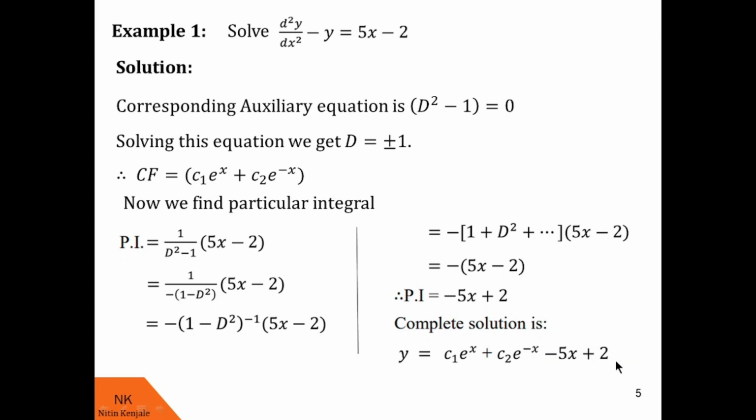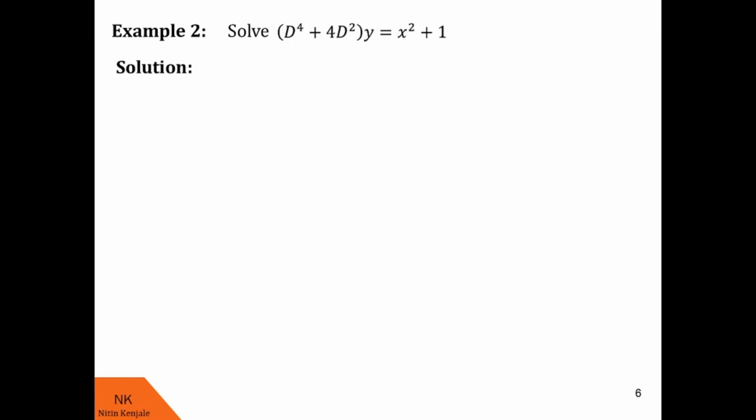Let us see one more example of a similar kind. Once again, the question is to solve the differential equation given by (D raised to 4 plus 4D square)y is equal to x square plus 1. Let us first find the complementary function. Here the corresponding auxiliary equation is D raised to 4 plus 4D square is equal to 0.